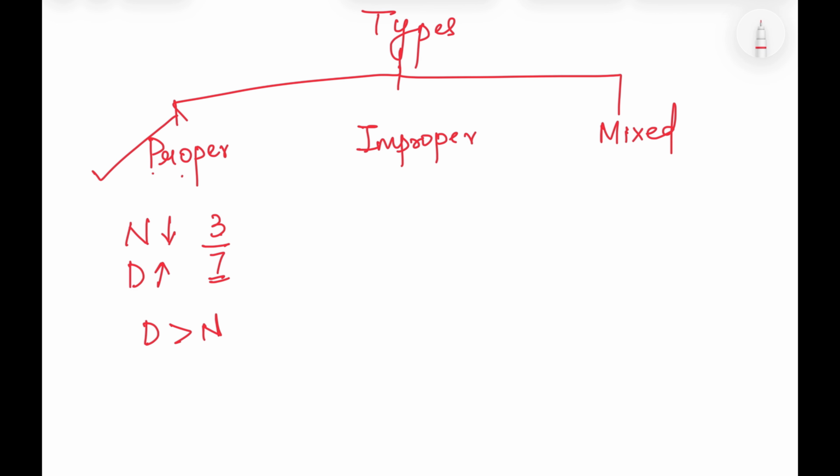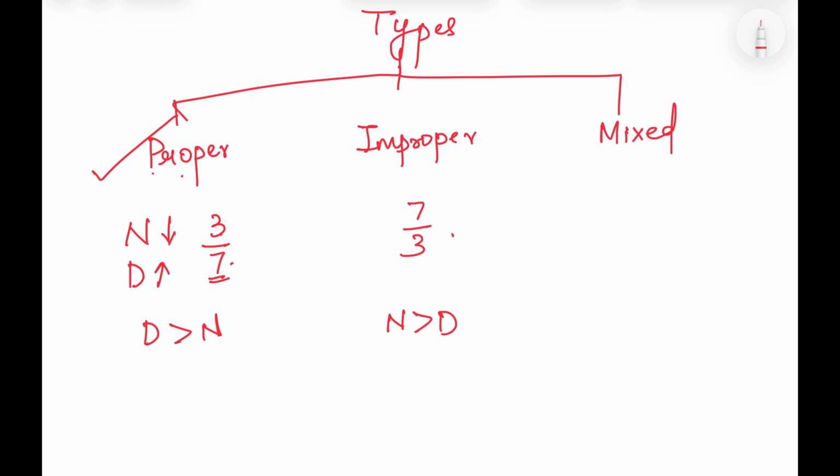Improper fraction is one which is not actually possible, but it has to be converted into a mixed fraction. So now if I just reverse these numbers, here 7 upon 3. Is it possible to remove 7 parts out of 3 parts? Not possible, right? So in improper fractions, the numerator is greater than the denominator. This is called an improper fraction. It is exactly the opposite of a proper fraction.